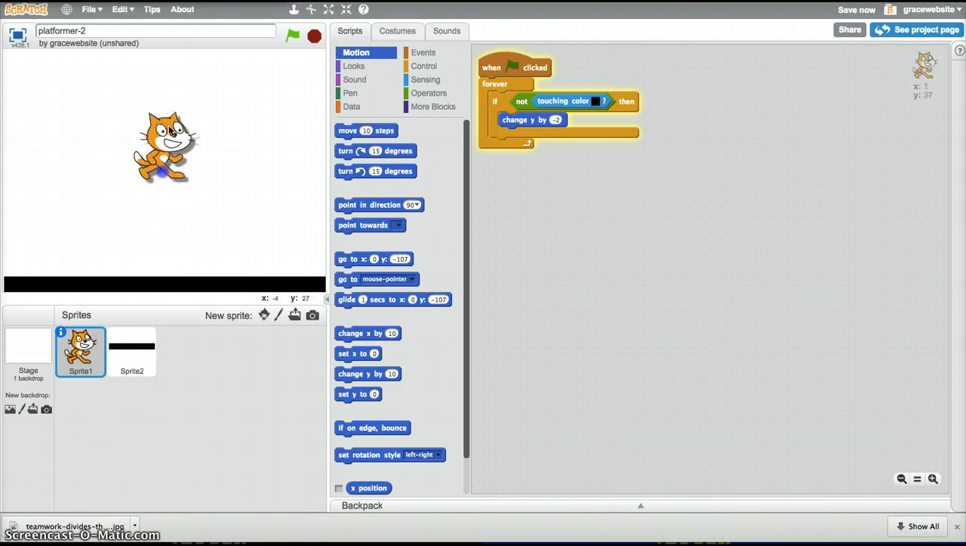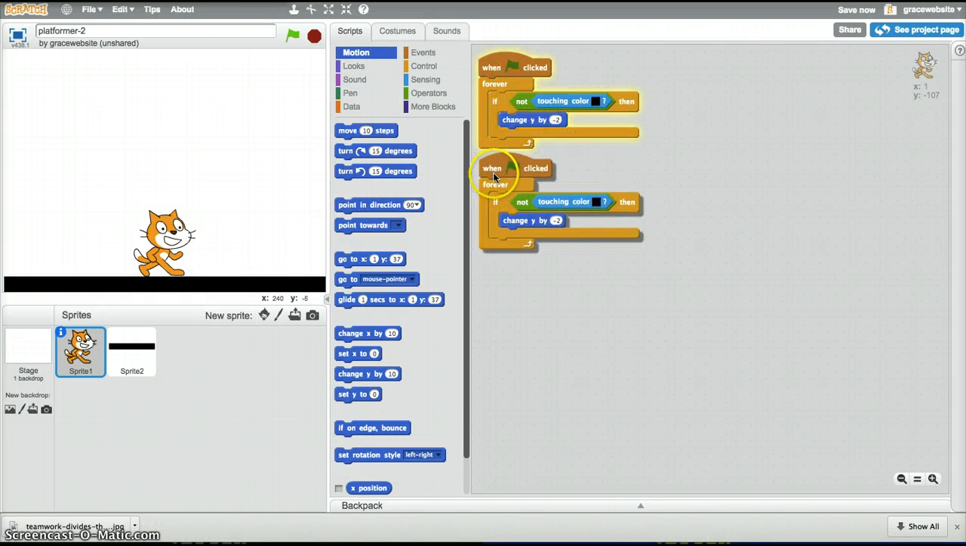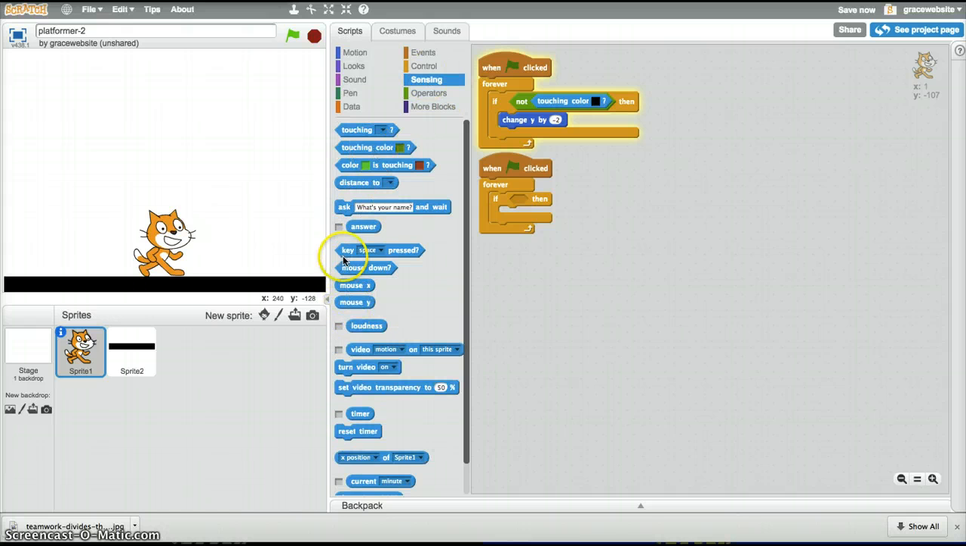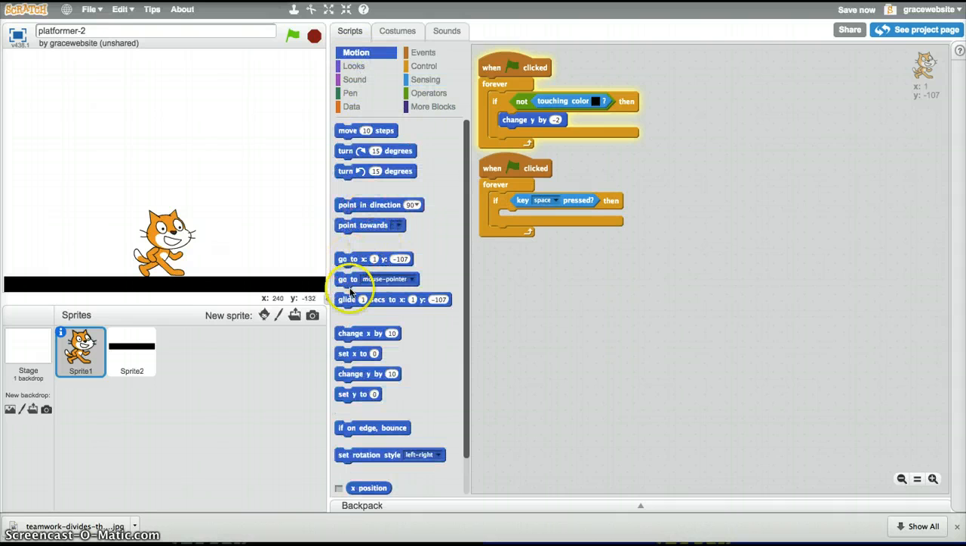It's not really physics because it's not accelerating down, but that's enough to get the idea. Now the code we need is: if the space key is pressed, it needs to increase the position it's in by about 5. Now if I hit space, it does a little jump.